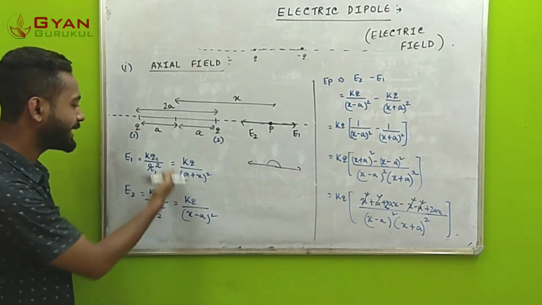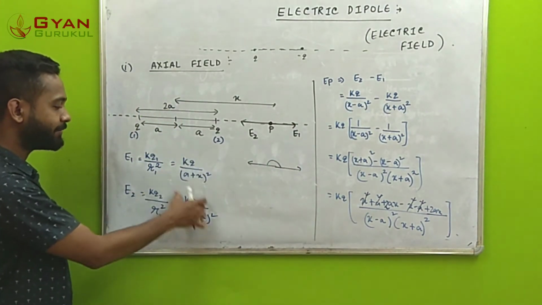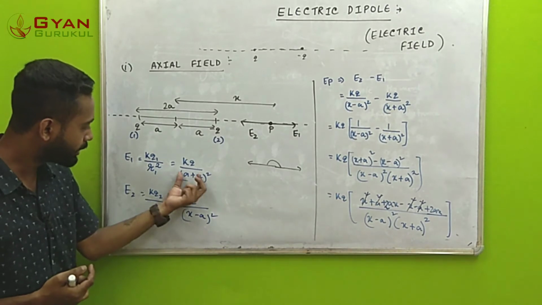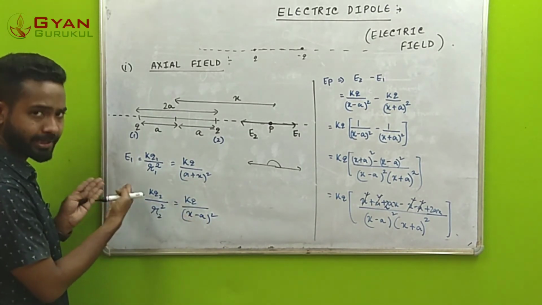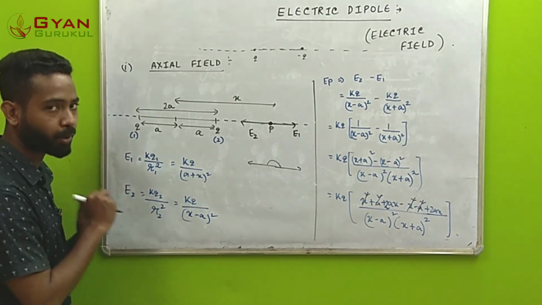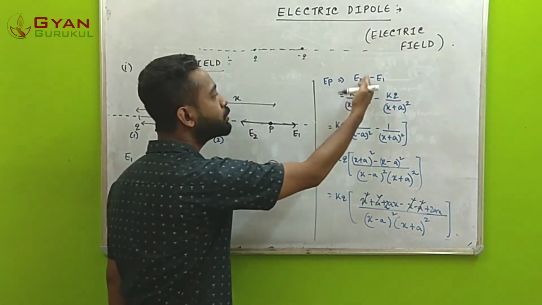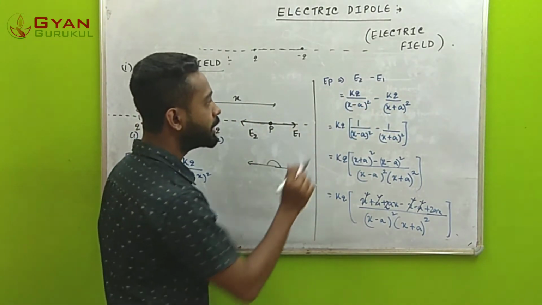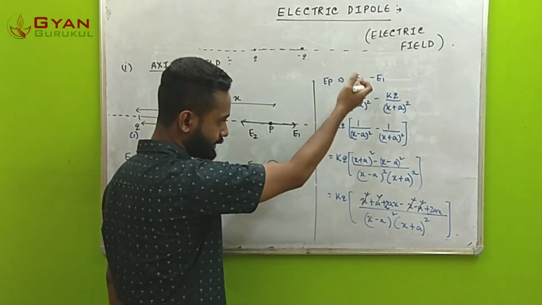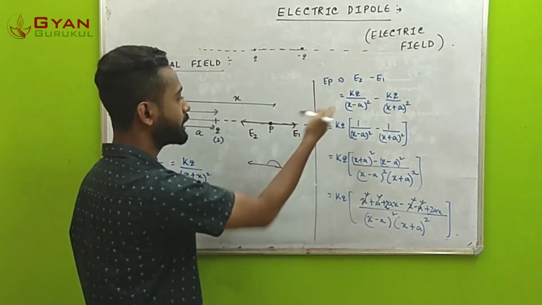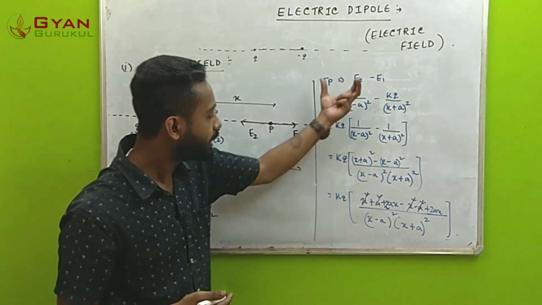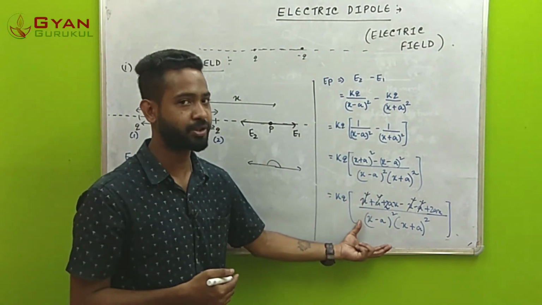Right, from the expression we can say the numerators for both the fields are the same. Hence, looking into the denominator, E2 is actually a bigger field and E1 is a smaller field. So your net electric field will be given by E2 minus E1. If we solve it further, taking the formula into consideration and taking k common, you'll get the expression as such.